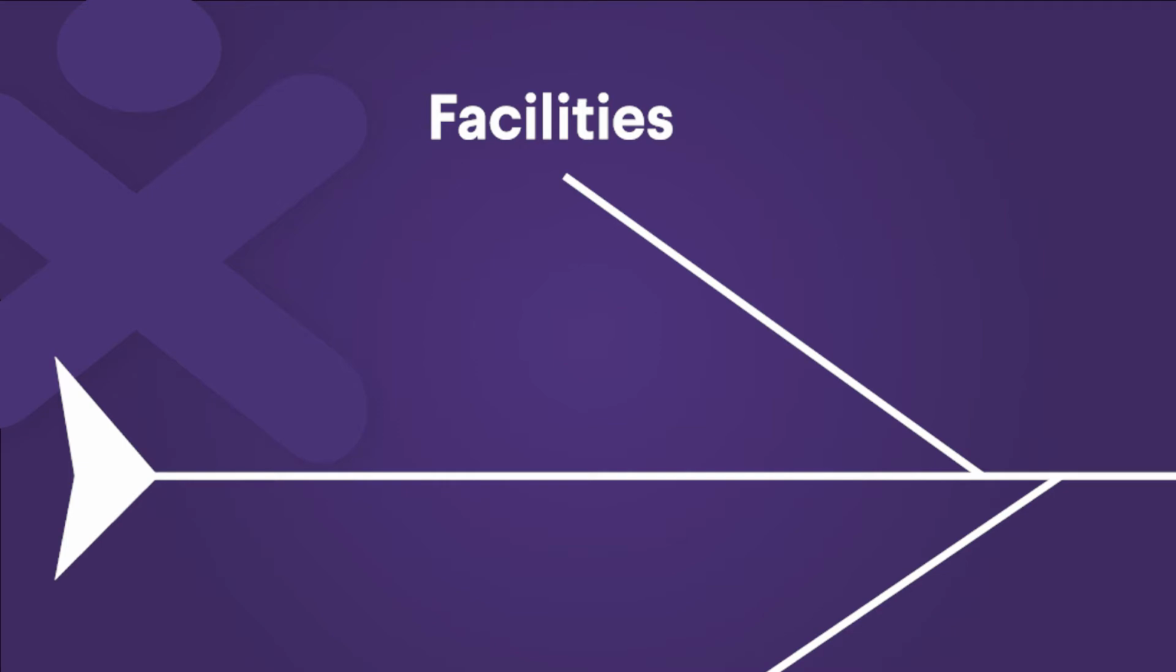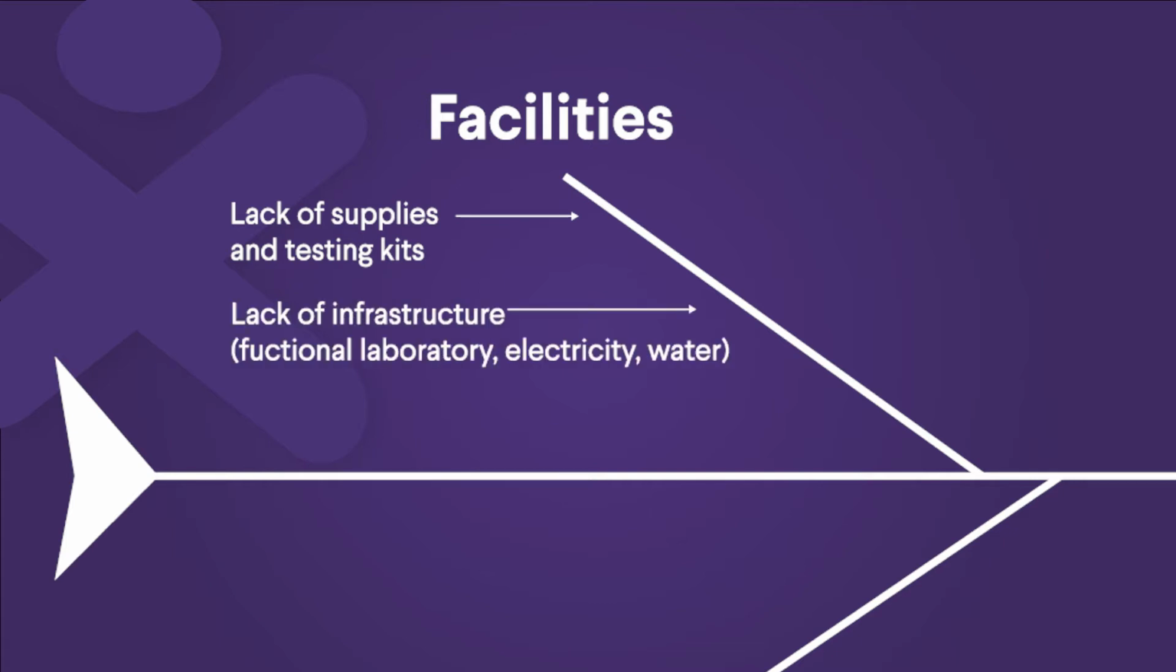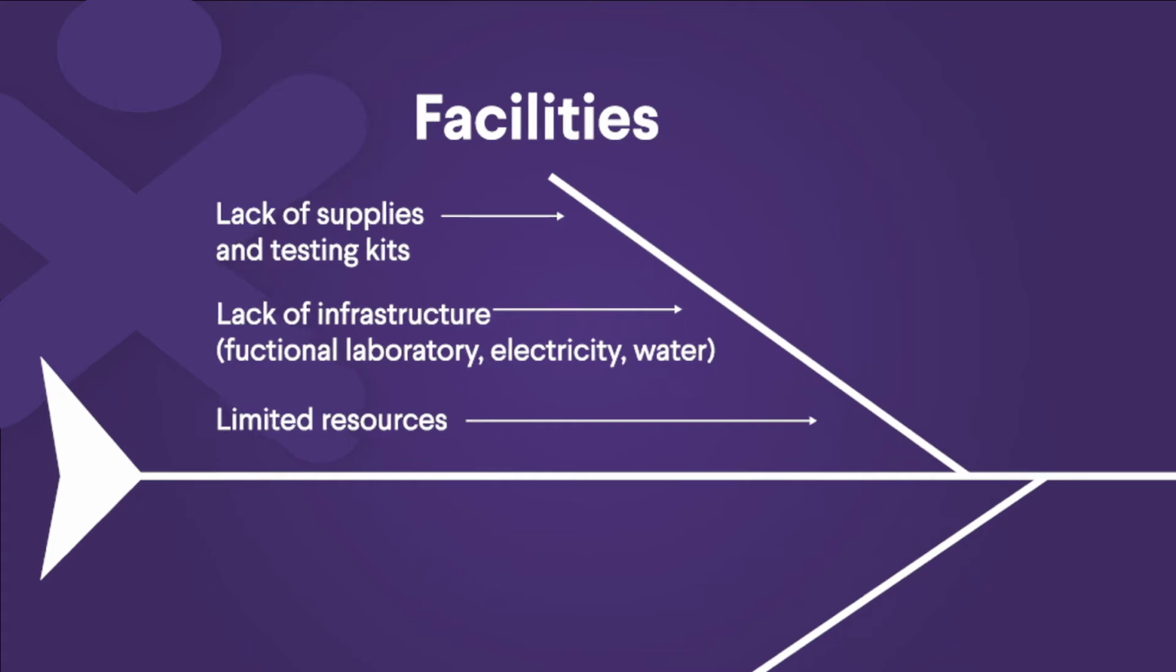So as far as the facilities, there are a number of issues that could inhibit women from being screened for syphilis, such as the lack of supplies and testing kits, the lack of infrastructure, such as the ability to actually test women and do the diagnosis to see if they actually have syphilis. And there may be limited resources. And the limited resources, again, may be the laboratory or even the staff.